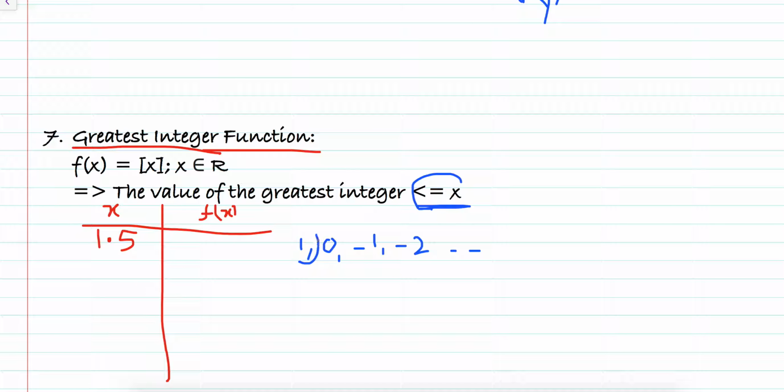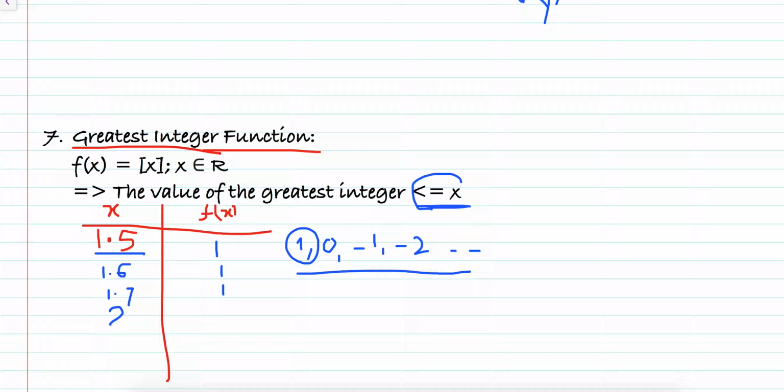So it should be less than this x, and there are many integers less than this x, but we have to pick the greatest, the largest integer among them. So these were the integers less than x, but the largest among them is 1. So its value will be 1. Similarly, if we have 1.6, it will be 1. For 1.7, it will be 1.